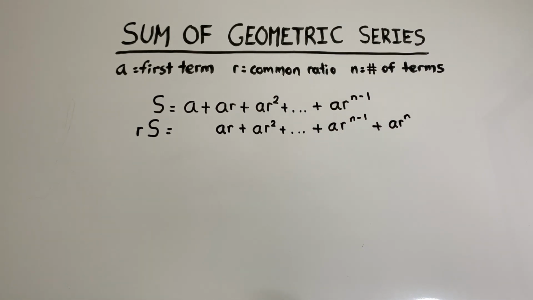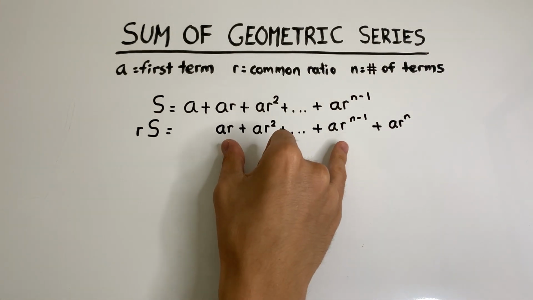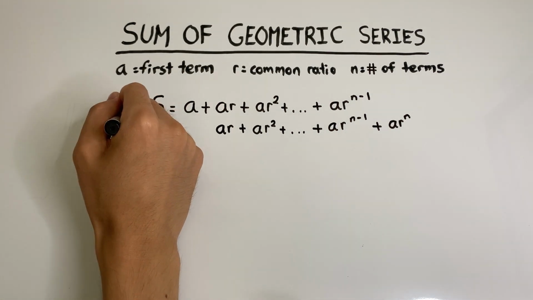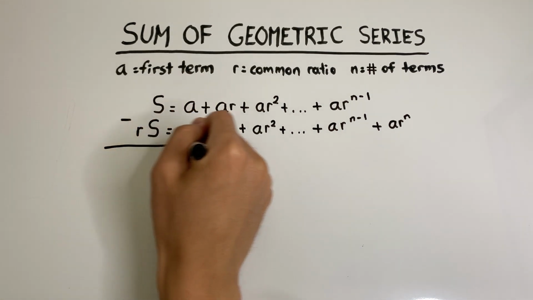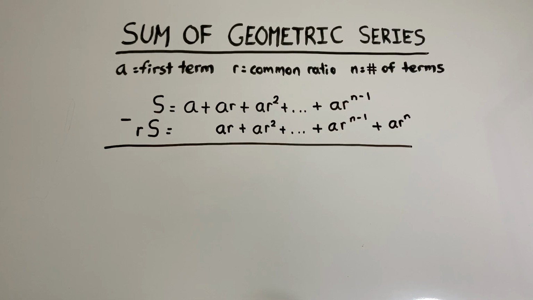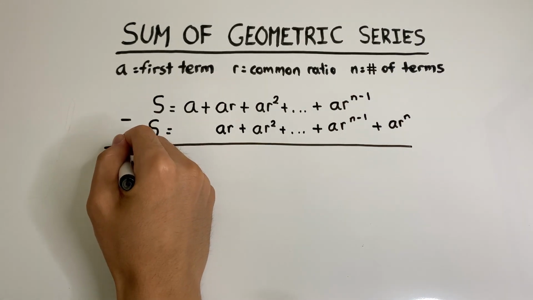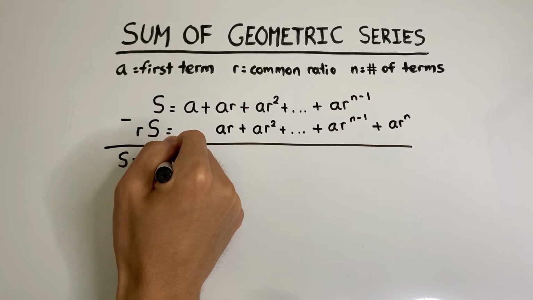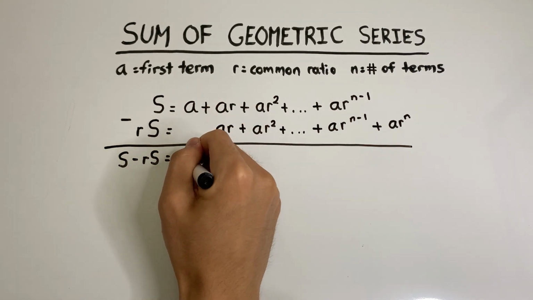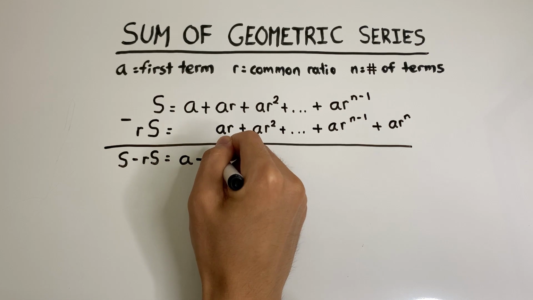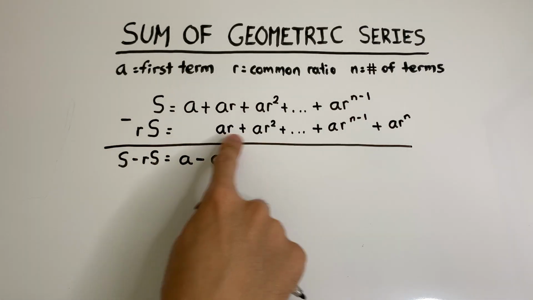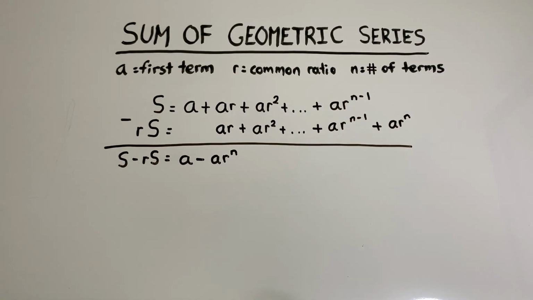And from here, we would always notice that every term in the middle would go away if we simply subtracted the two series. So we would get s minus rs equals a minus a times r to the nth, because everything in the middle disappears.